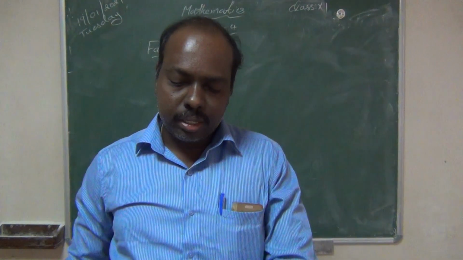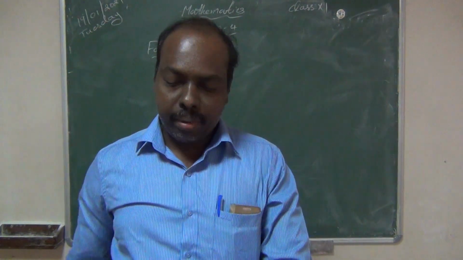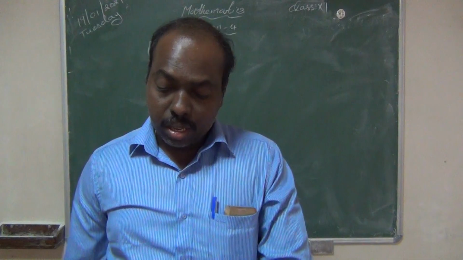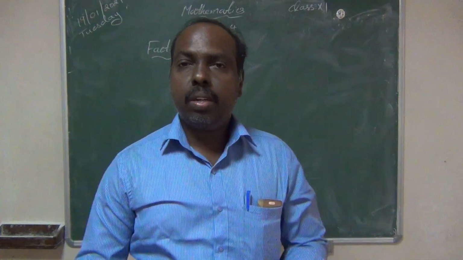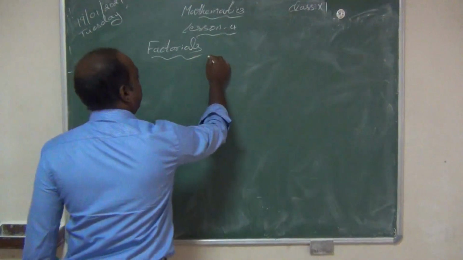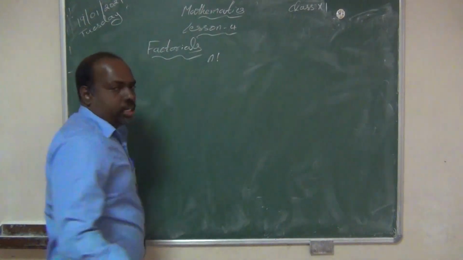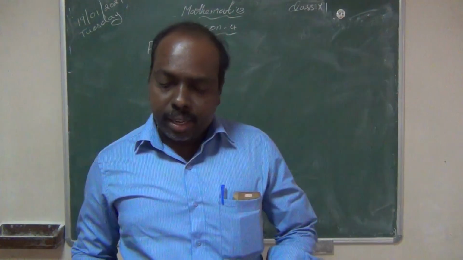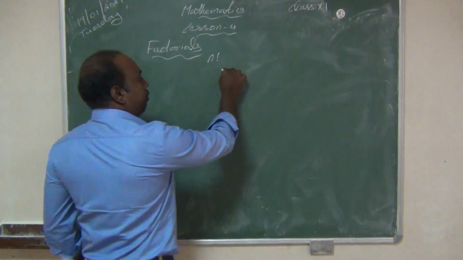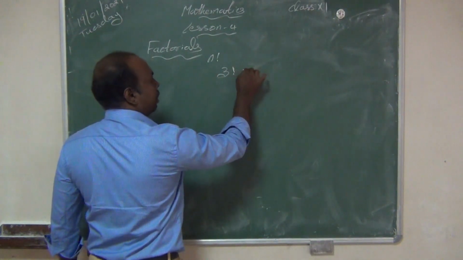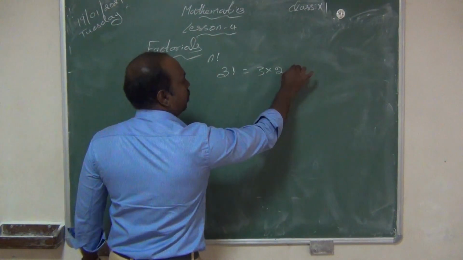So here, definition. Factorial of a natural number n is the product of the first n natural numbers. It is denoted by n factorial. So factorial can be denoted as n factorial. Suppose 3 factorial means we will write 3 into 2 into 1.